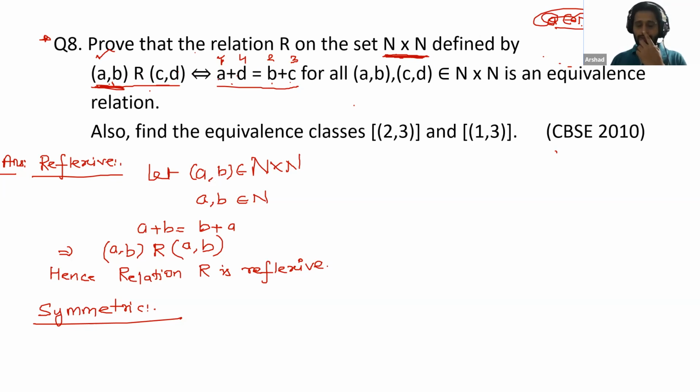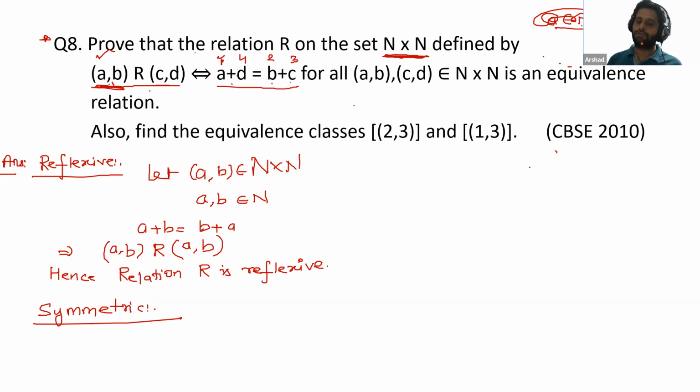Now please check here the relation. If you have two ordered pairs, you need to select the first value and the fourth value, and the second value and the third value. A plus D is equal to B plus C. So what we have assumed here is that A comma B belongs to N cross N, because the set is N cross N. That's why we have assumed the ordered pair. Now A belongs to N, B belongs to N.